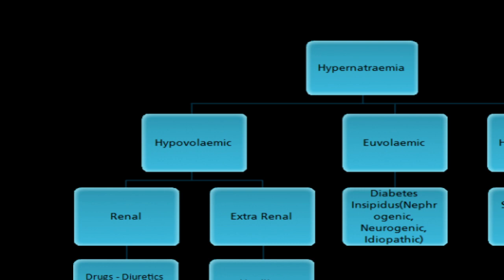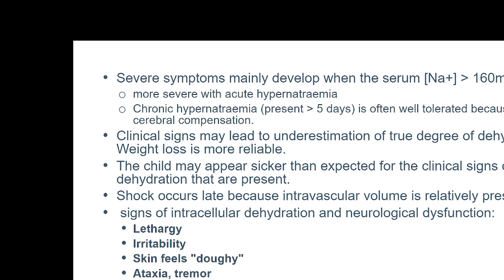Euvolemic hypernatremia can occur as a result of diabetes insipidus, where there would be more loss of water and the retention of sodium also. Then hypervolemic conditions, like when the patient is administered a high amount of hypertonic saline, or sodium bicarbonate is administered, then there could be hypervolemia, or even diseases like Cushing syndrome. The symptoms of hypernatremia can occur when the sodium level is more than 160 millimole.